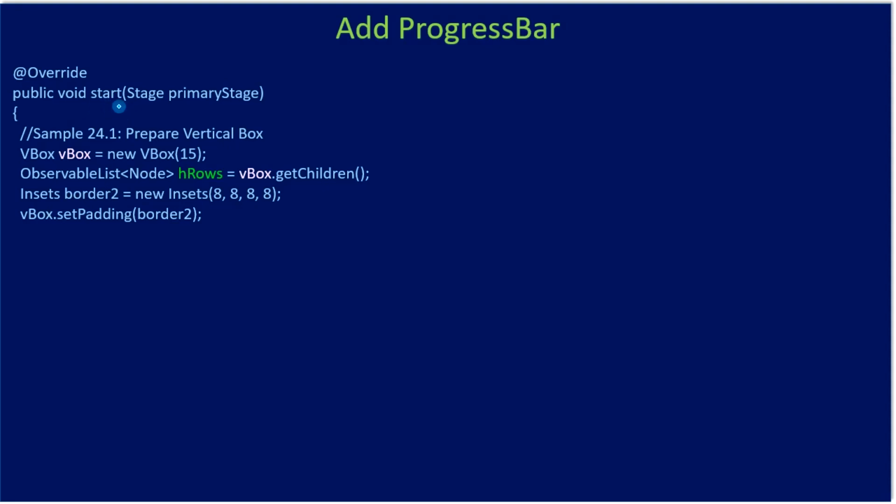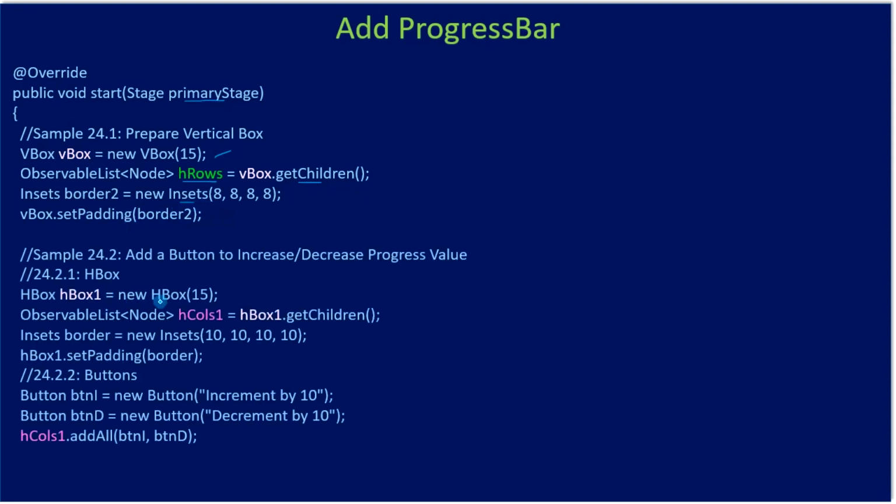It will make a call to launch, and launch will enter into this start, and here we will be getting the primary stage. And as usual, we create a vertical box. Then from there we return the children by making a call to getChildren. Then we set insets, in the sense we set a border for our VBox.